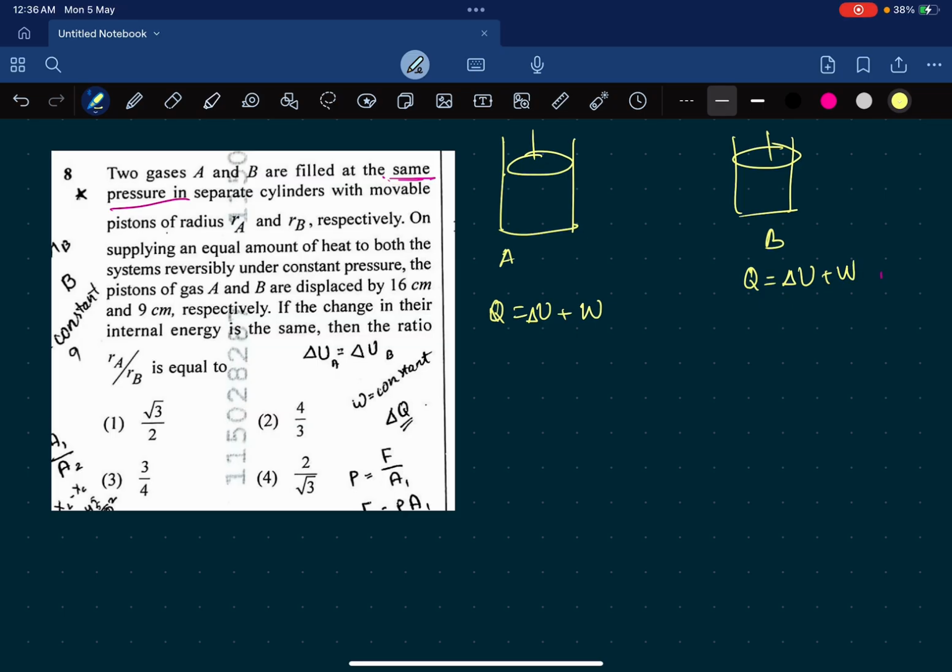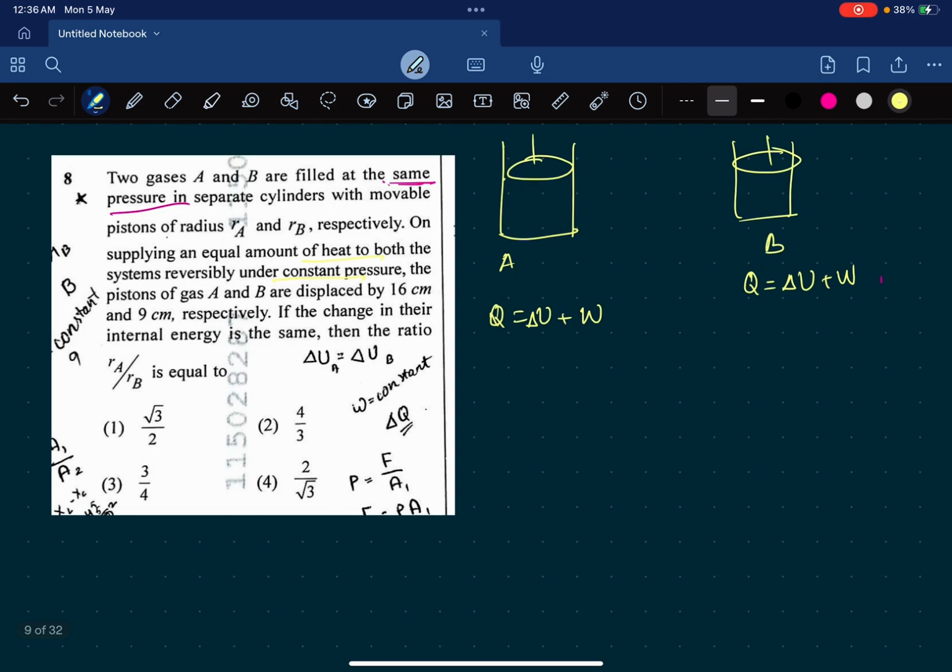So what is given? Everything is under constant pressure, and an equal amount of heat is given. So heat is given, which is the same, and the change of internal energy is also the same, therefore work done will also be the same, right? In both the pistons, heat and internal energies are the same, it means work done will be the same. So work done by the first cylinder and work done by the second cylinder, both will be the same.